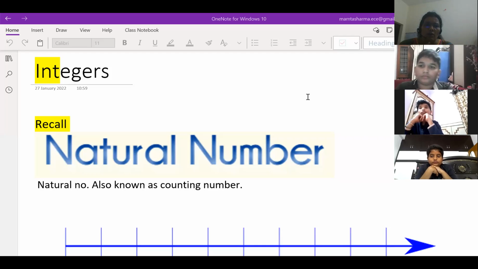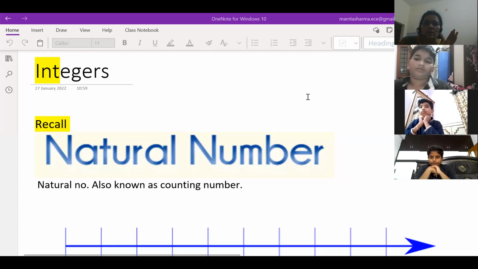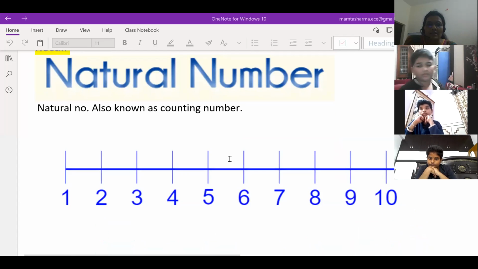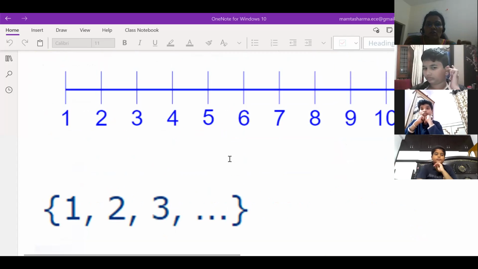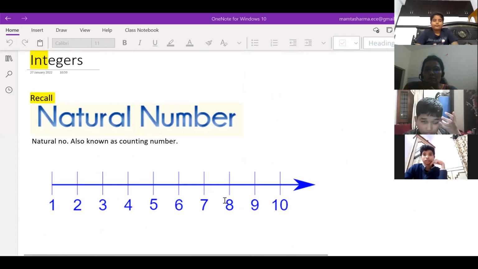Now we'll start revision of your math subject. We'll start from chapter 1. What is the name of your chapter 1? Integers. Okay. So first, before integers, let's recall a few numbers: natural numbers and whole numbers. So tell me fast, what is a natural number?